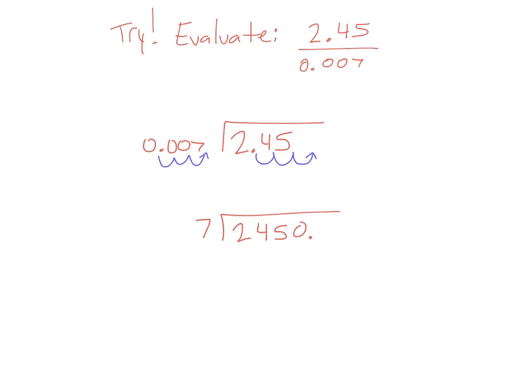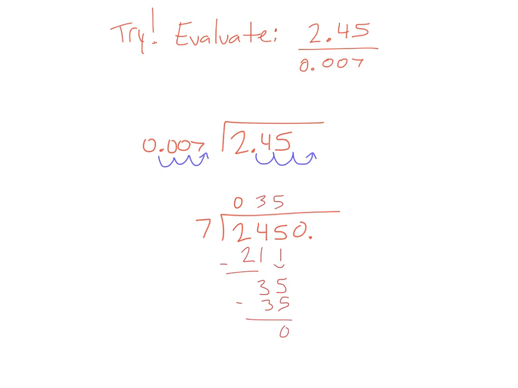So take it one at a time. Does 7 go into 2? No. Put a 0. Does 7 go into 24? Yes. How many times? 3. It gives you a 21. Subtract, you get a 3. Bring down your 5. Does 7 go into 35? Yes. How many times? 5 times, right? So that gives you a 35 and then a 0.